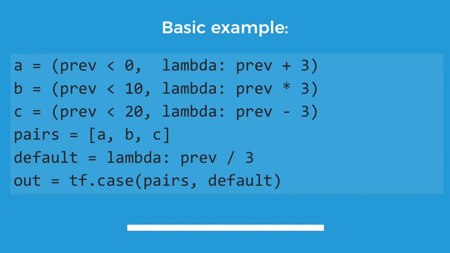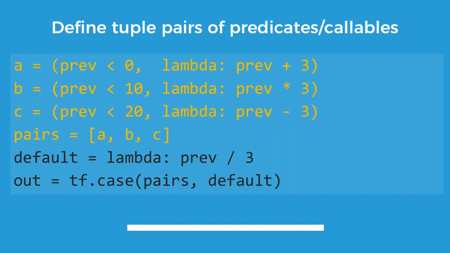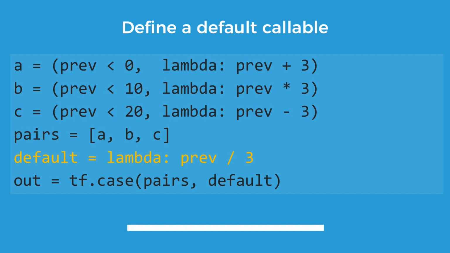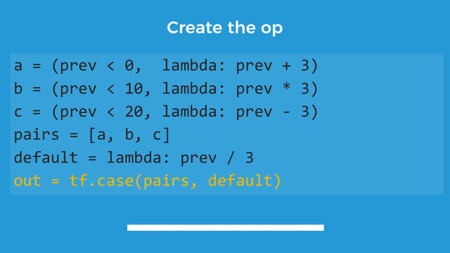So just as a basic example of this, we're going to define our A, B, and C pairs, where if the previous value is less than 0, we run the first function, less than 10, we run B, less than 20, we run C. We put those as our predicate function pairs. And then we have a default value where it says if none of those are true, then please run this operation instead. And then our final case statement is this.